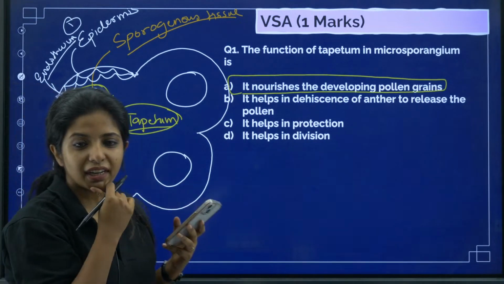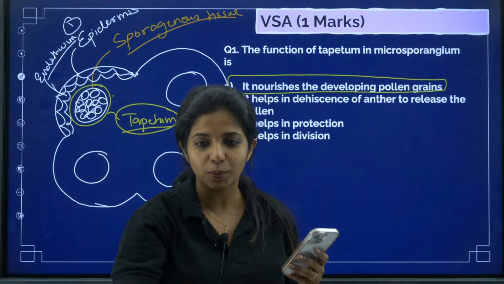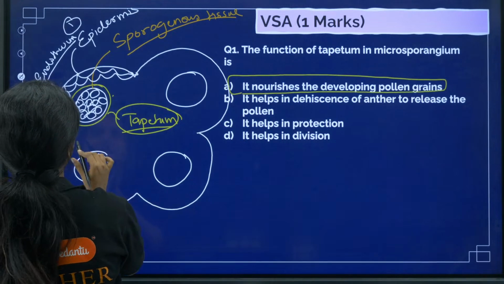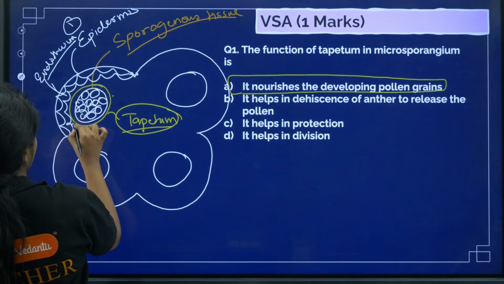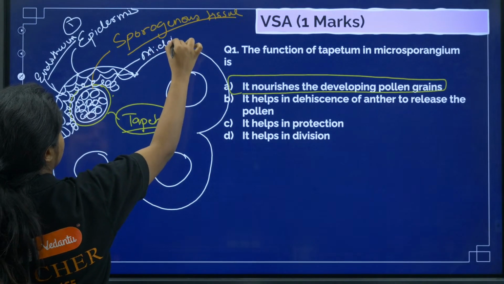But Tapetum and endothecium are not really good friends, so they have a big wall between them. There is a middle layer between them, one big middle layer, and after that comes tapetum.